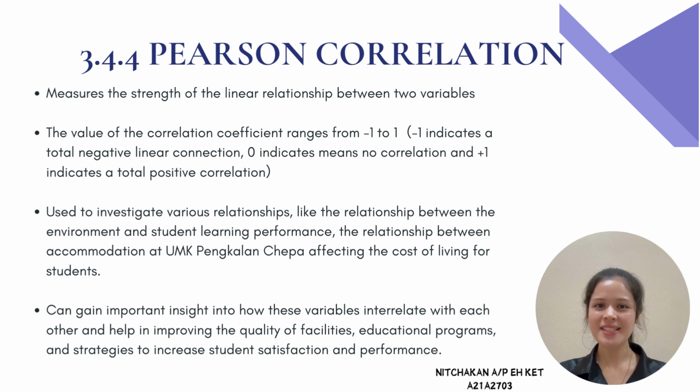The Pearson correlation measures the strength of the linear relationship between 2 variables. The value of the correlation coefficient ranges from -1 to 1, where a value of -1 indicates a total negative linear connection.